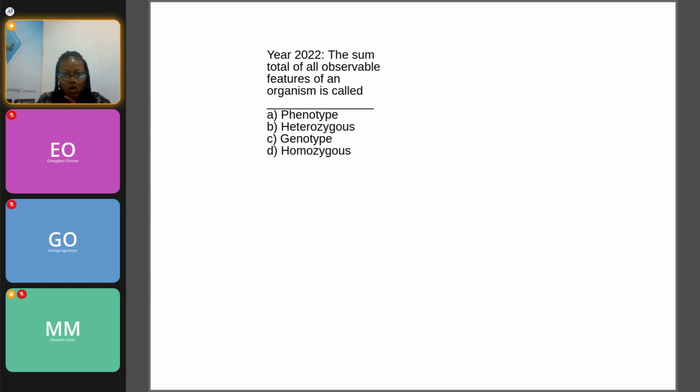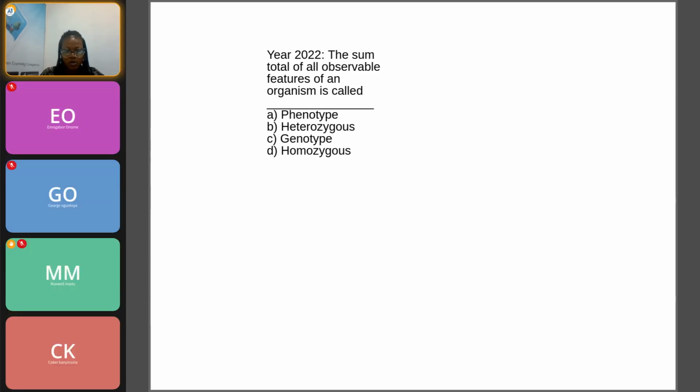The sum total of all observable features of an organism is called dash. Like I explained earlier, everything you can see in an animal, every feature you can see in them, there's a name that we call it. And the name is what? We call it phenotype. Okay, so A is our answer.